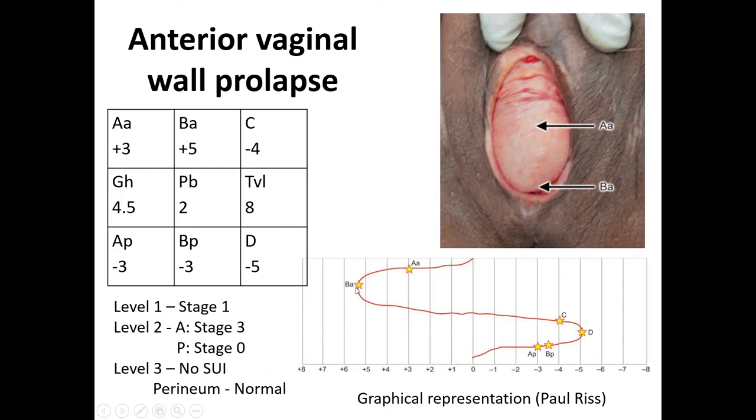Because we don't take the fractions, we go to the round figure, right? And then C is at the -4 inside, D at the -5. And as there is no prolapse of the posterior wall, AP is at -3 and BP also -3. So this also we can demonstrate.